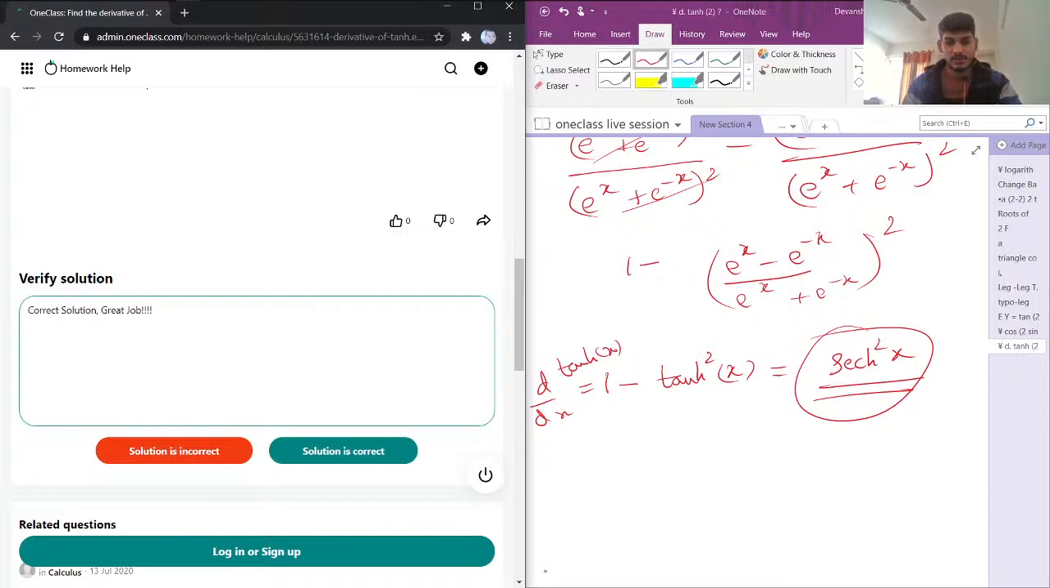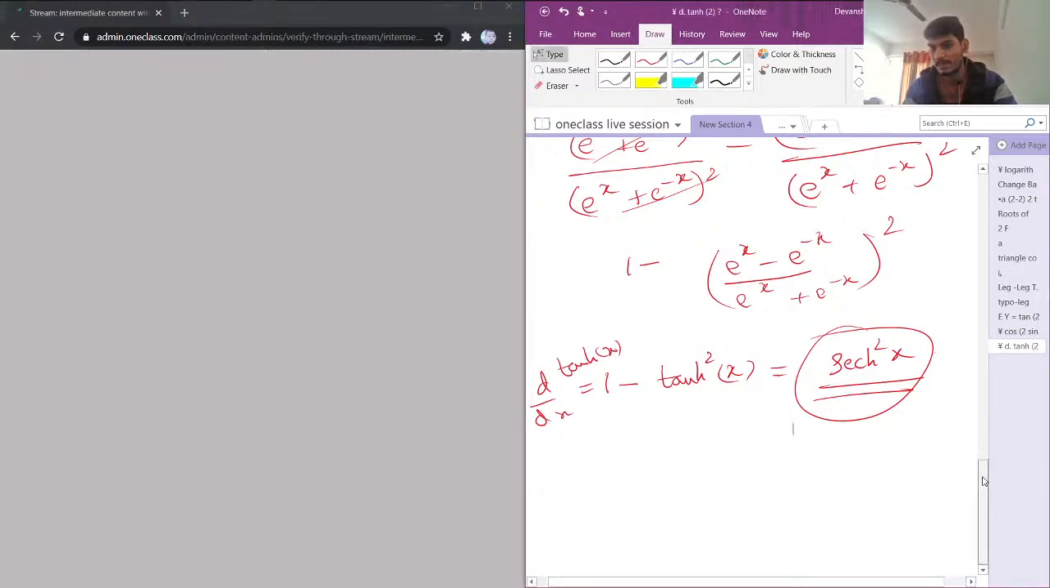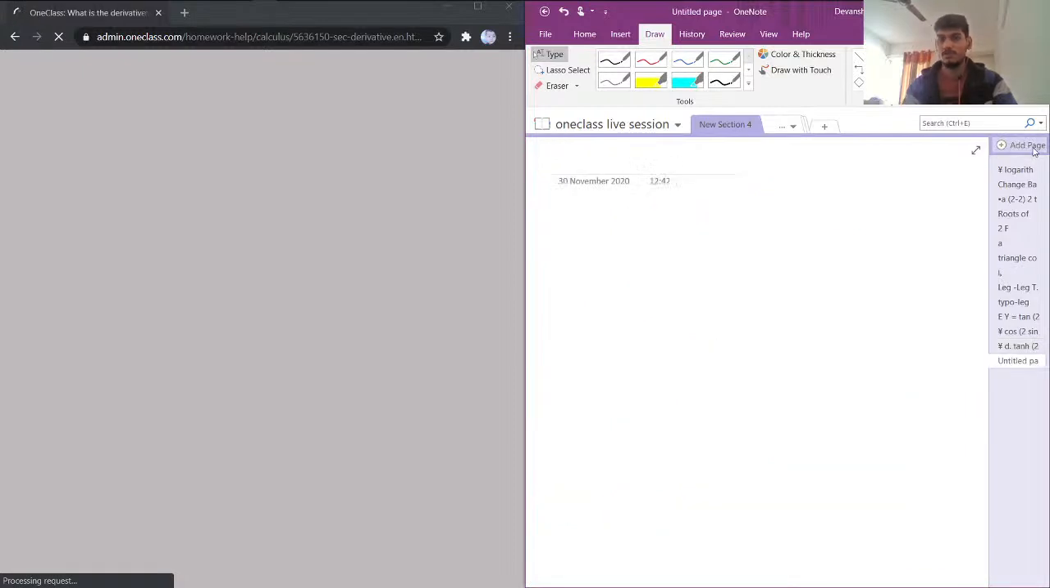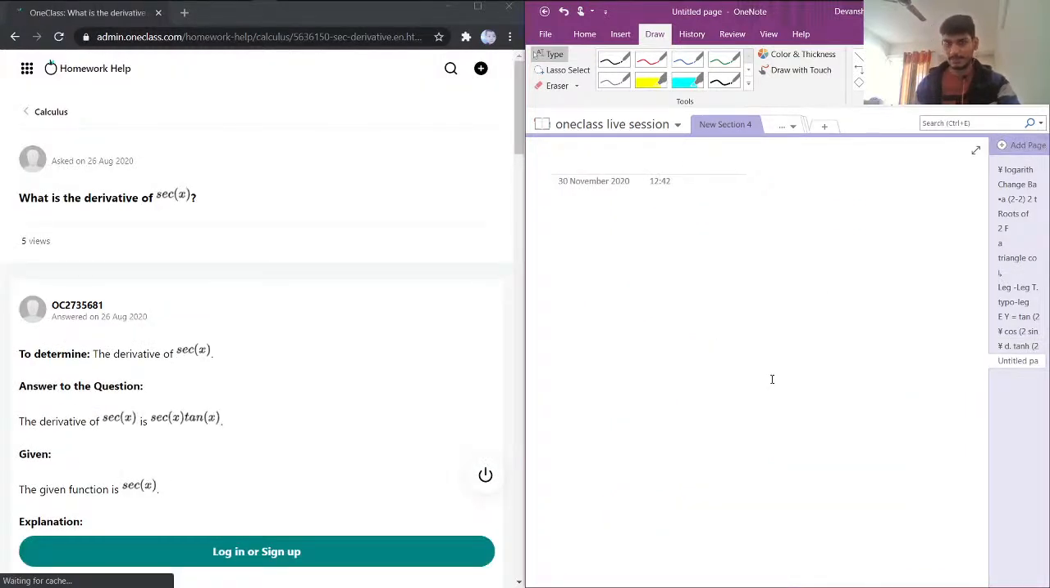Again, correct solution and create job. Just submit the solution. This was question number 7. We'll go to question number 8.